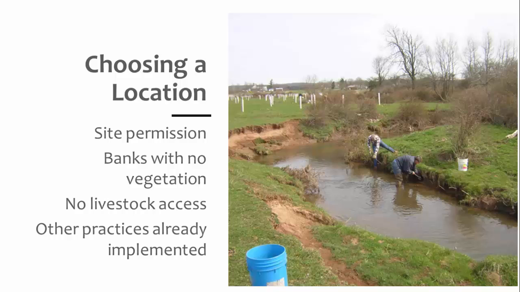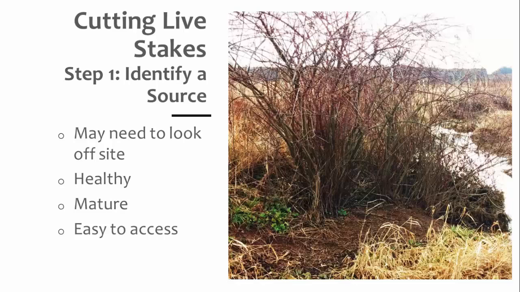The bank in this picture is a great example of a bank in need of live staking. If you aren't working on your own property, be sure you have landowner permission. While purchasing live stakes is an option, it's often possible to identify local mature plants that can be used as source material. In the best case, a source of live stakes can be identified right at your restoration site.